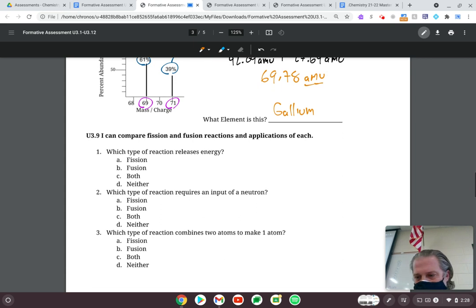All right. Fission-fusion reactions. What type of reaction releases energy? Holy buckets, they both do. What type of reaction requires the input of a neutron? That would be fission. And what type of reaction combines 2 atoms to make 1 atom? That would be fusion. Okay?